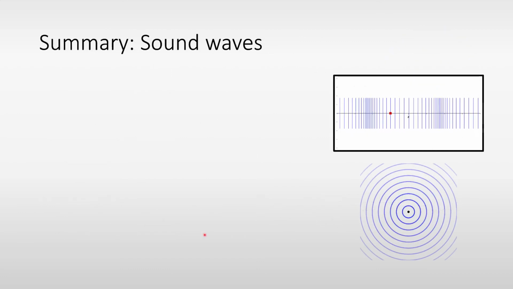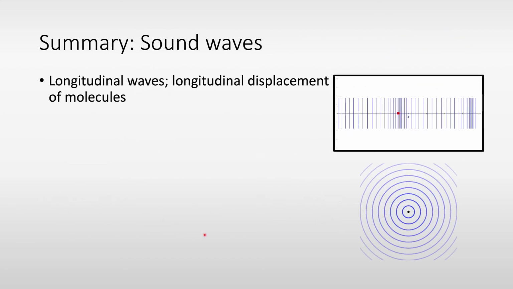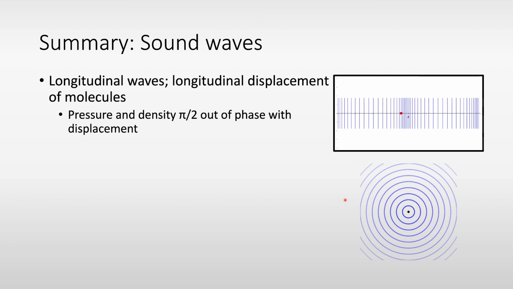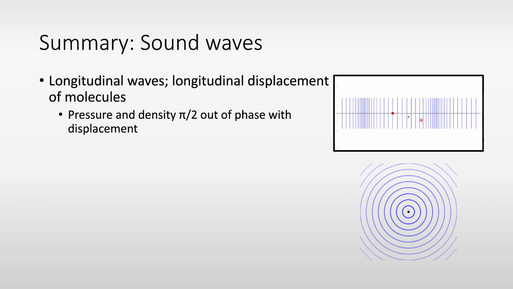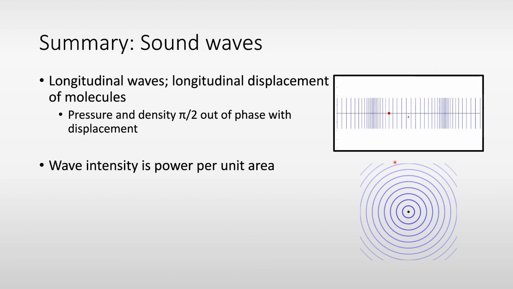In summary, sound waves are longitudinal waves. They are longitudinal displacements of molecules in the direction of the propagation of the wave. Pressure and density are pi by 2 out of phase with displacement, and you can see this in the graphic that we've shown here. The wave intensity is fundamentally a power per unit area.